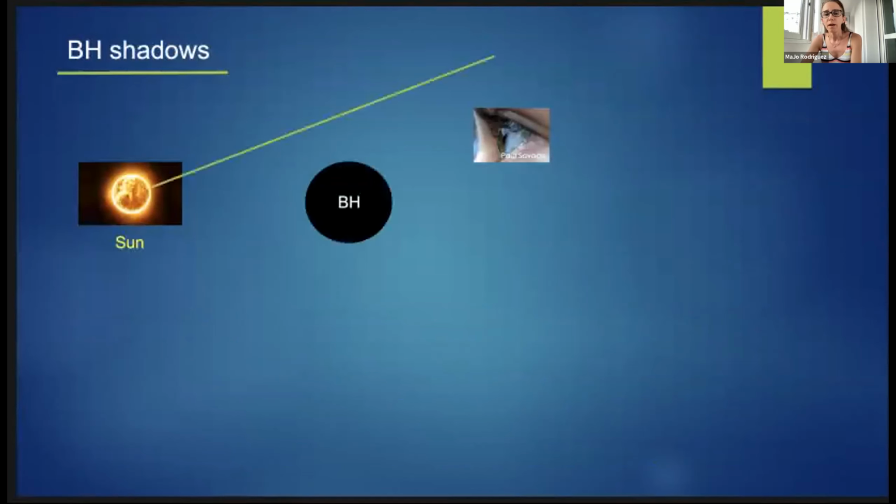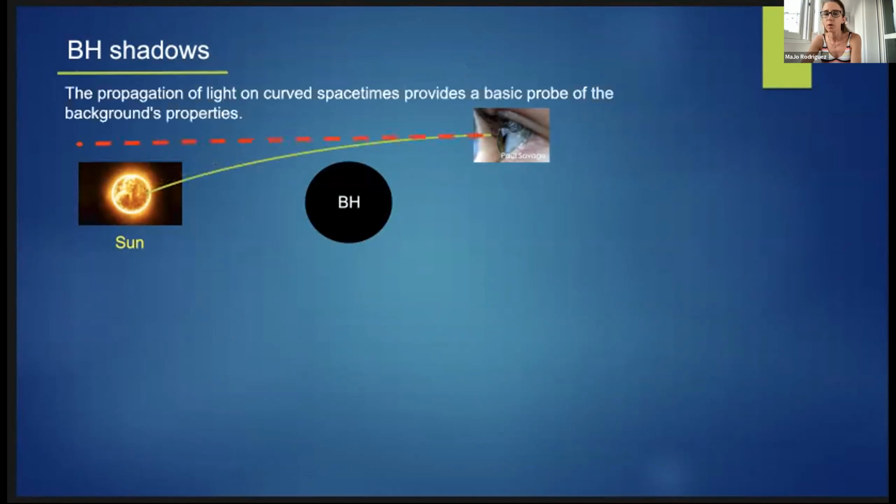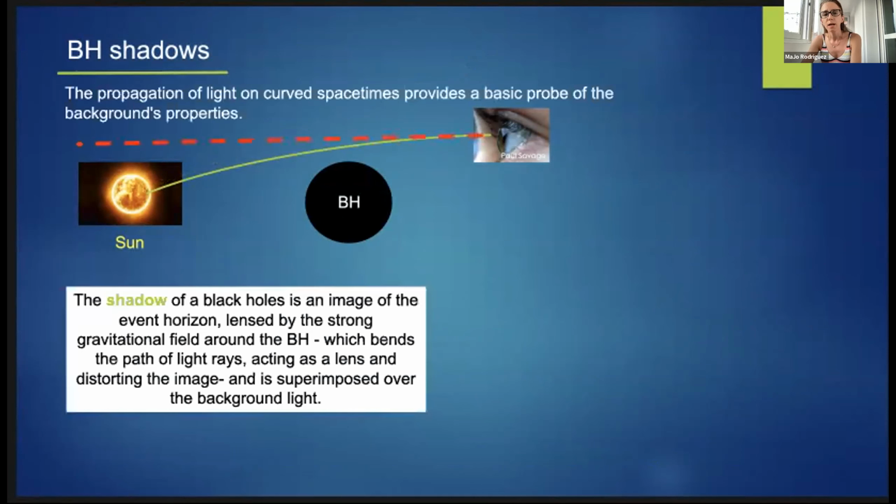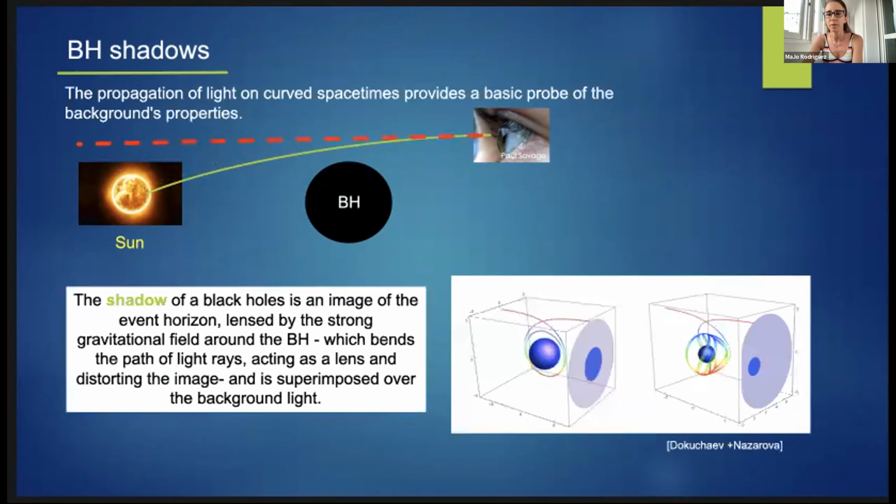So as we know, we have the sun's light, and we have the black hole. The black hole bends the light rays, and so we now know how we can trace the objects. In particular, to look at the shadows of black holes, we need to build an image of the event horizons that are lensed by that black hole.